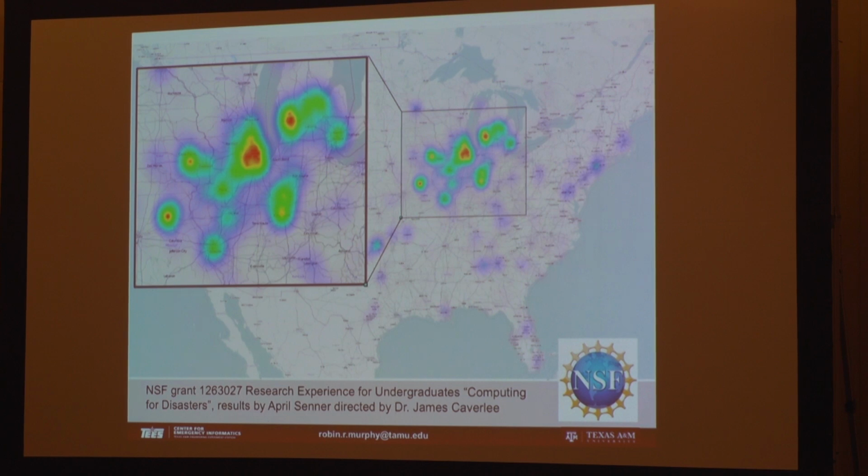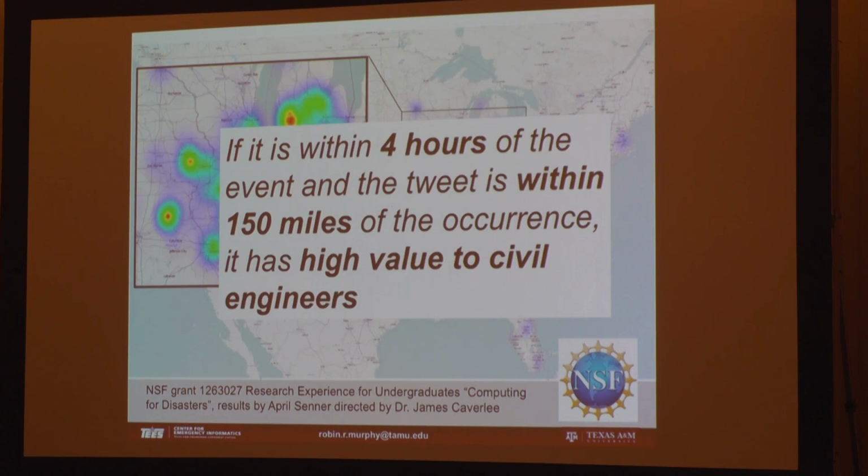And one of our projects for an NSF research experience for undergraduates found that Twitter is actually a trustworthy indicator of the location and severity of flooding damage. So if you can get a hold of the Twitter feed for the first 4 hours of the event, and the tweet can be geolocated within 150 miles of the occurrence, it has pretty high value to civil engineers, public works, transportation engineers. What a wonderful finding.